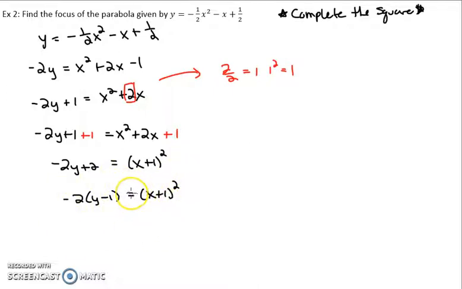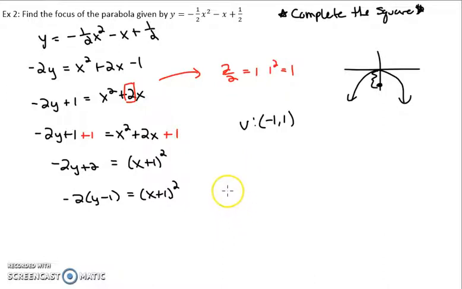Remember, the focus is going to be p spots away from the vertex. We know based on this that the vertex, this means shift left 1 and up 1, right? We're going to do the opposite because we're inside parentheses. So our vertex is going to be at negative 1, 1. So if the vertex is at negative 1, 1, we know the focus is going to be p spots away from that. This is going to be an x squared that opens down. So we know it's going to look like this, except shifted. So our focus is going to be down here somewhere. It's going to be p spots away from the vertex.